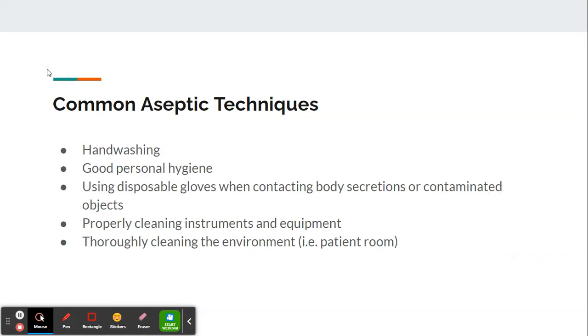Some ways that we might see aseptic technique are things like hand washing, which we will get all into in our next lecture. Good personal hygiene, using disposable gloves, especially if there's a chance we are going to be contacting body secretions or contaminated objects. Making sure we're properly cleaning our instruments and equipment, and thoroughly cleaning the environment, which is going to be our patient room. We have to look at a lot of different things.